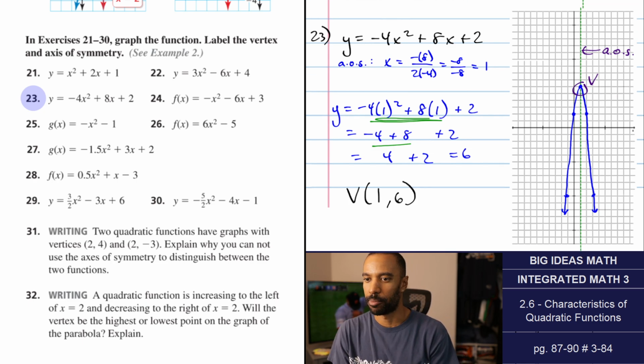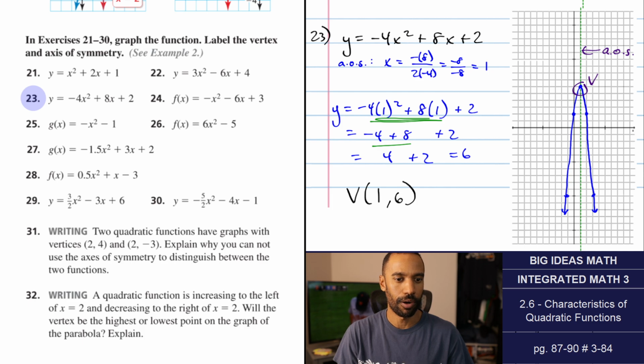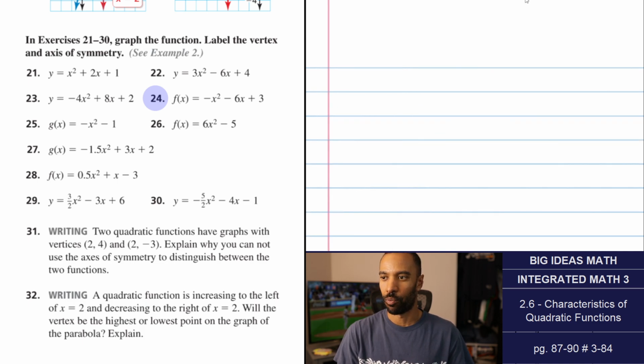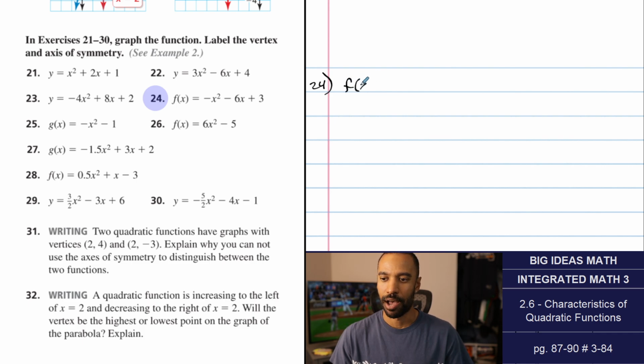Okay, that's number 23. Let's go to number 24, where we begin looking at function notation. And I personally prefer function notation because when I substitute my value in for x to find y, I can clearly show what I'm doing at that stage. F of x equals negative x squared minus 6x plus 3.